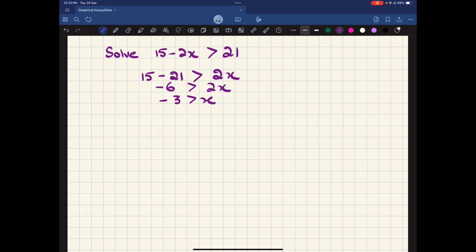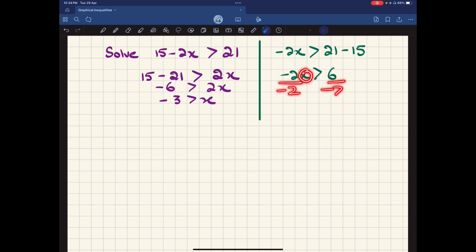Okay, had I solved it the other way around, where I would take 15 to the other side. So what do I have then? Negative 2x is greater than 21 minus 15. Negative 2x is greater than 6. Now, notice what we're going to do. To find the value of x, or to segregate x, we need to divide by negative 2. So we will take this negative 2 to the other side.